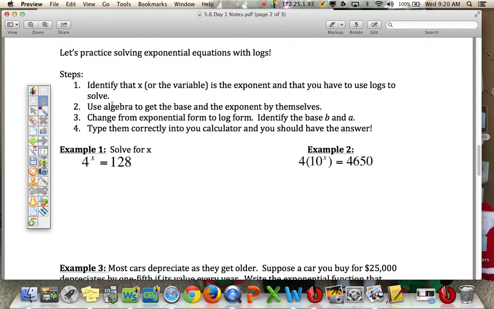You have to use logs to solve. Use algebra to get the base and the exponent by itself. Change from exponential form to log form and identify the base b and a. Type them correctly into your calculator and you should have the answer. So let's solve for the first one.